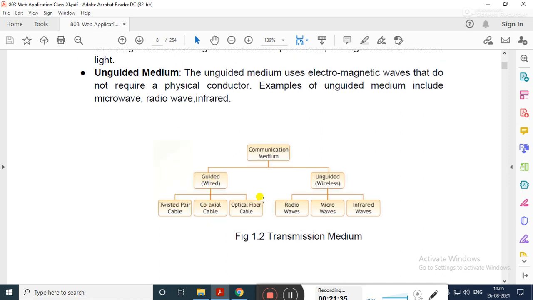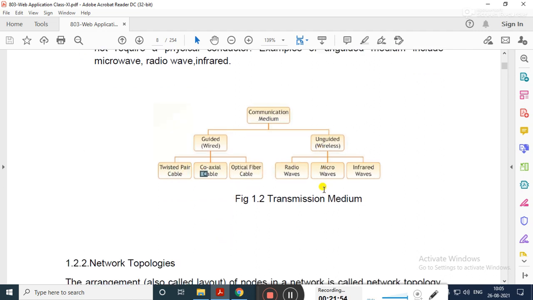And what are the different types of guided media? Three: twisted pair cable, coaxial cable, and optical fiber cable. The most expensive is the optical fiber cable, which is now provided by Jio Broadband. Twisted pair cable is a little bit cheaper, and coaxial cable is priced between twisted pair and optical fiber. And what is unguided? Unguided is basically three: radio, micro and infrared waves.